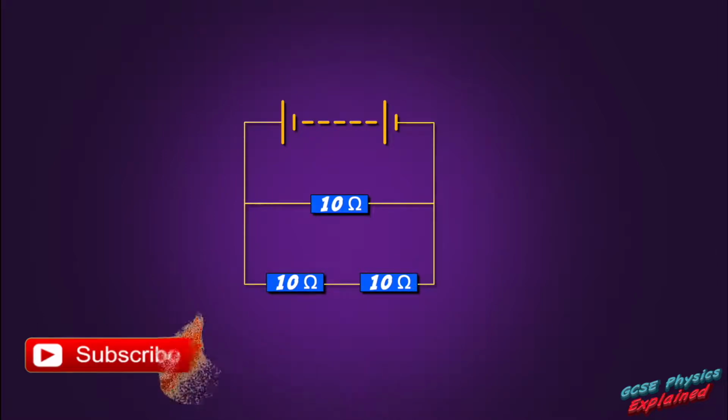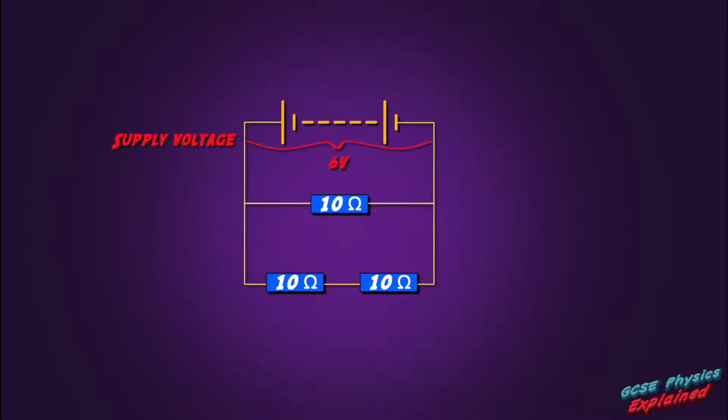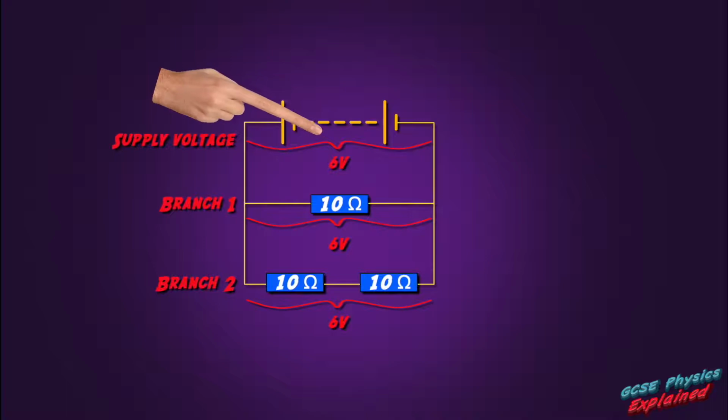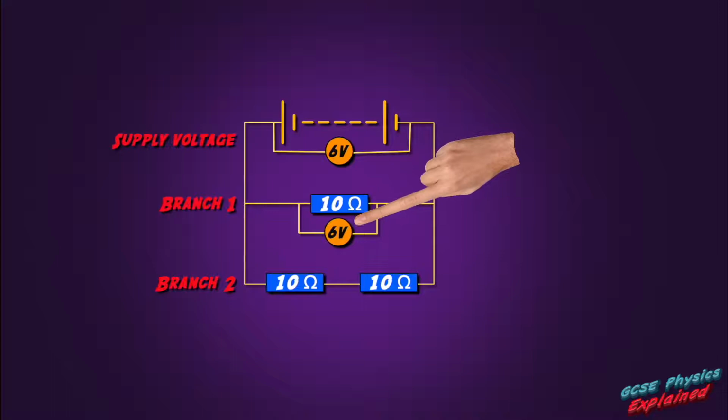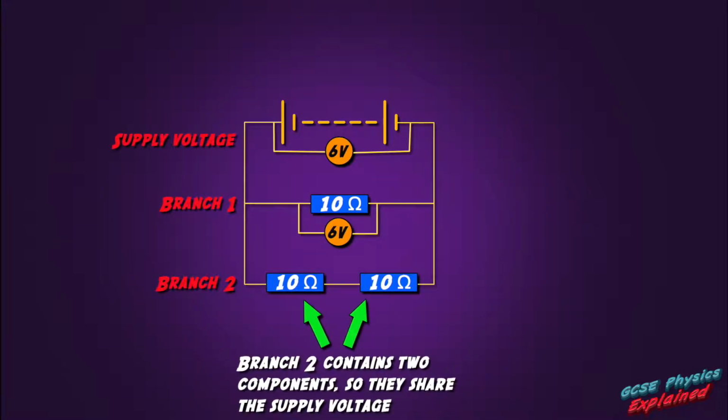The circuit I am going to show you has a supply voltage of 6 volts. In my last parallel circuit video I showed you how the voltage in each parallel branch is equal to the supply voltage. So every branch in this circuit has 6 volts across it. Branch 1 only contains one component, so that component gets all 6 volts. Branch 2 contains 2 components, so these 2 components share the 6 volts.